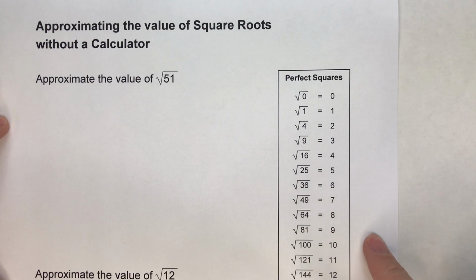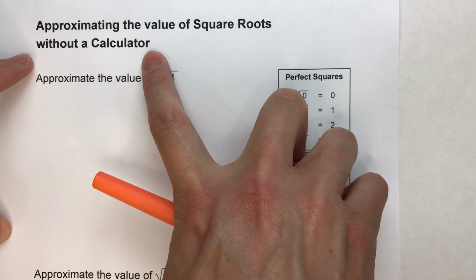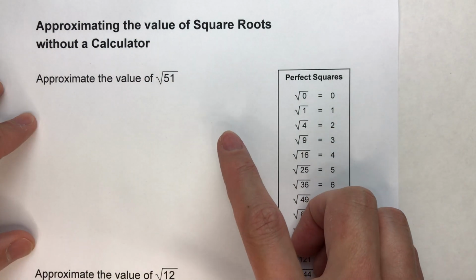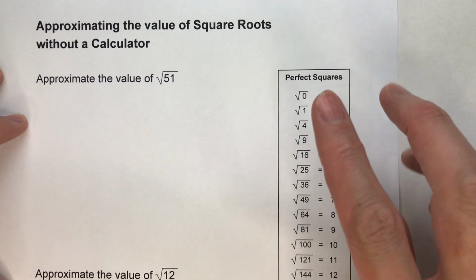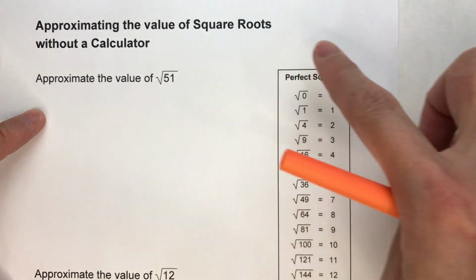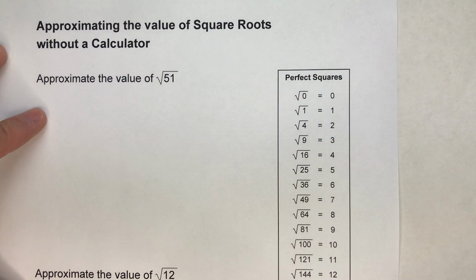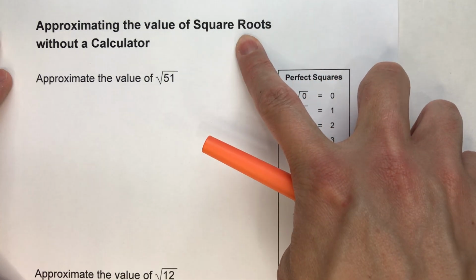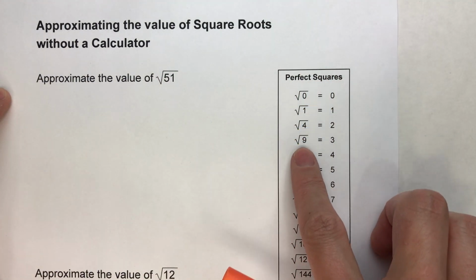So today we are going to be approximating the value of square roots without a calculator. Now, this tends to be a little bit hard because it takes a little bit of work, but what really helps you will be knowing your list of perfect squares, okay? Because remember, the definition of a square root is what number times itself equals that inside number.